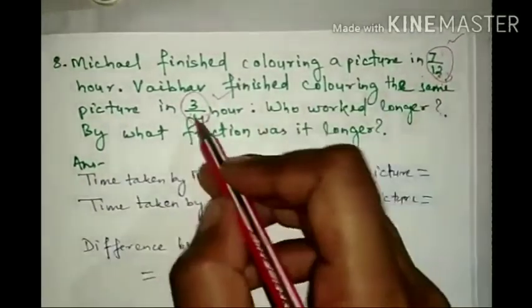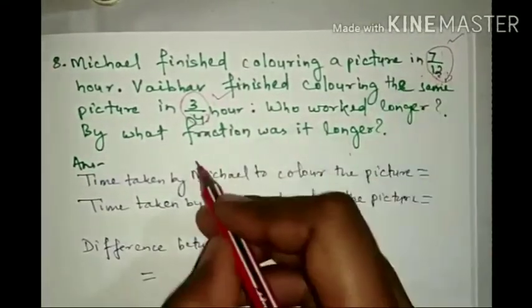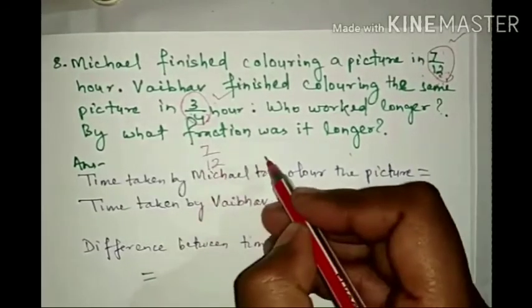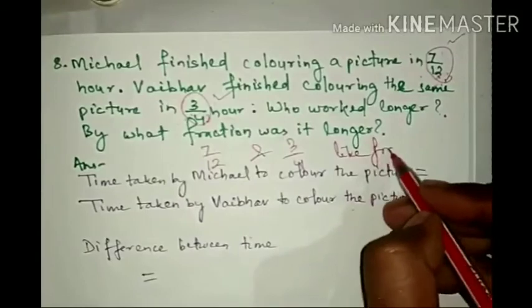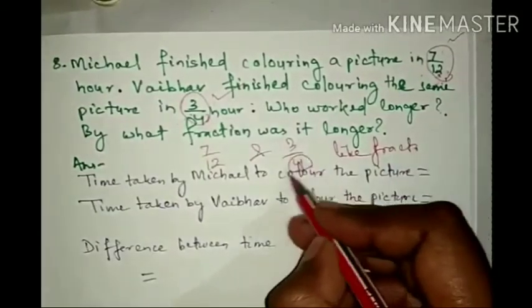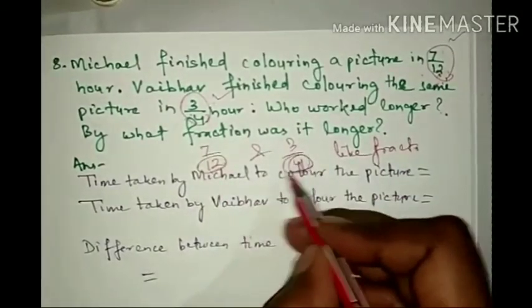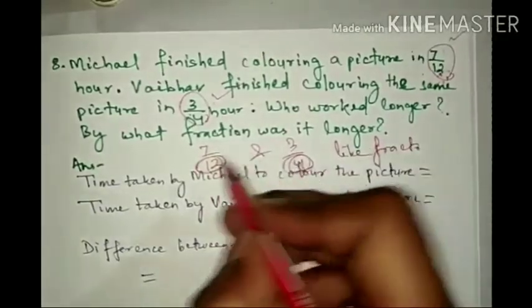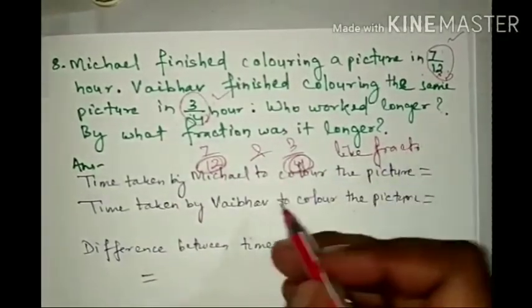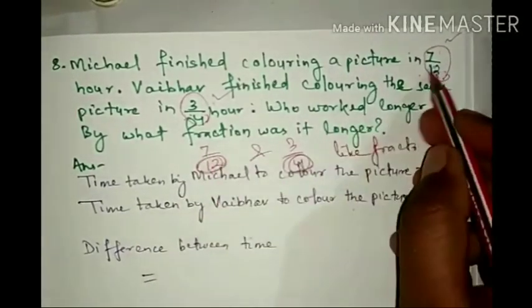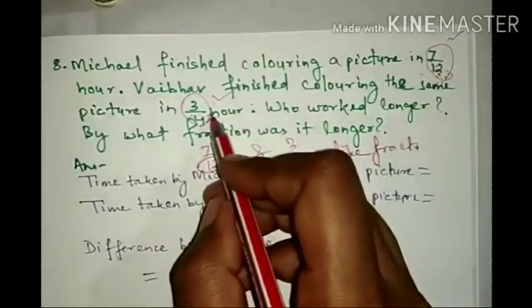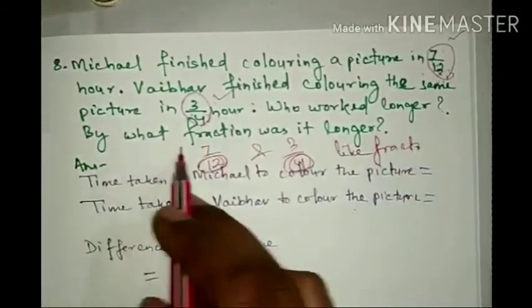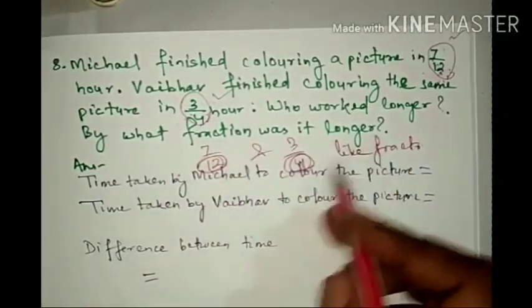So these are unlike fractions. So first you convert 7 by 12 and 3 by 4 into like fractions. To change the denominator, take the LCM of the denominators and convert them into like fractions. Then you can know who has taken more time. Then you will find out by what fraction it was longer.